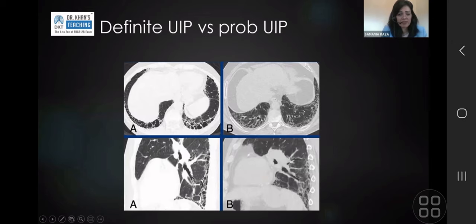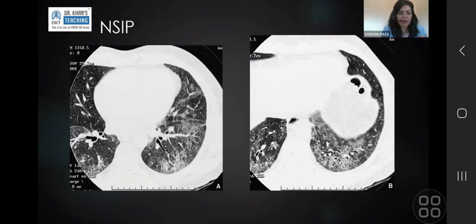When you see these, this is cyst on cyst. So 1, 2, 3, 4 cysts. This one, A, is definite honeycomb, definite UIP, and B is probable UIP. Other than the honeycombing bit, there isn't any difference between them in terms of distribution or other morphological features.